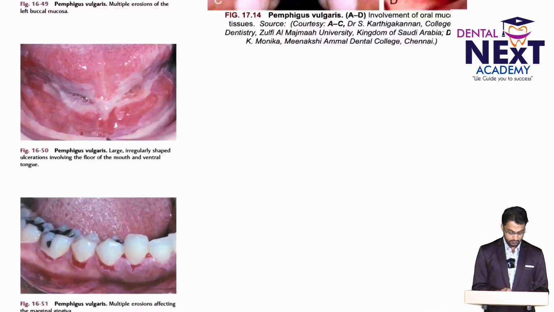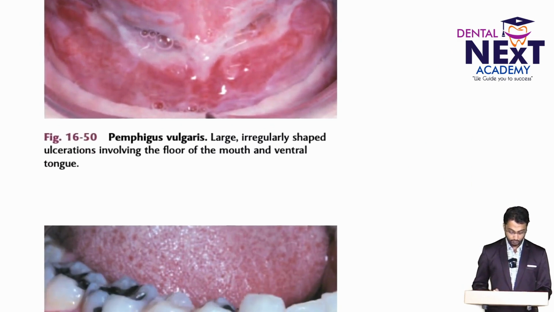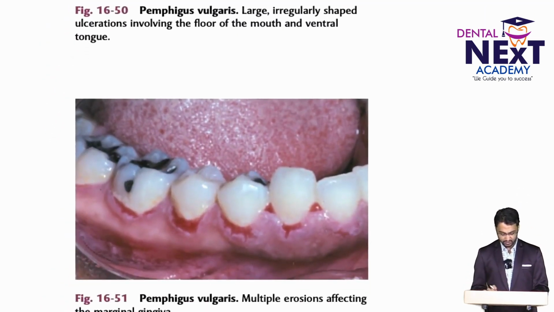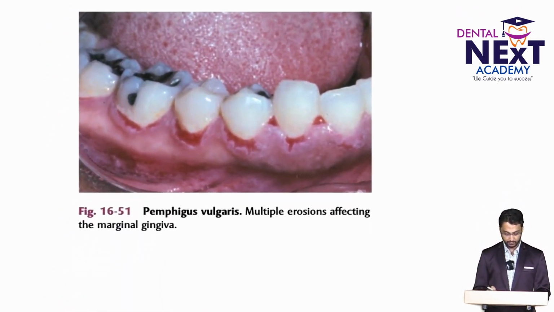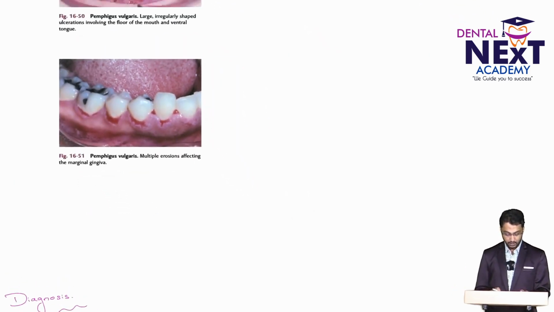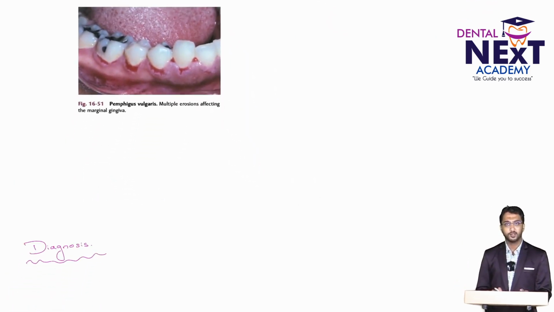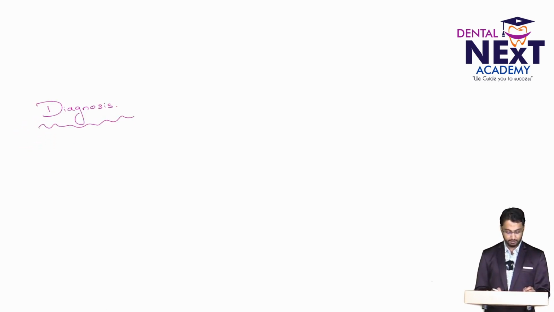Just see the ulcerations in the floor of the mouth there. Gingiva, this is the erythematous region. Marginal gingiva can also be affected. Now, you can't get this picture alone. There will be some description giving you a clue, which is very typical of pemphigus vulgaris. Most importantly, they will tell you a histopathological finding, which is typical of pemphigus vulgaris.